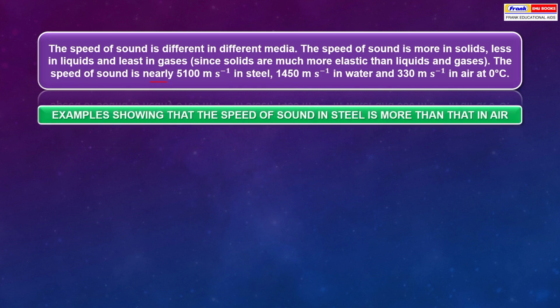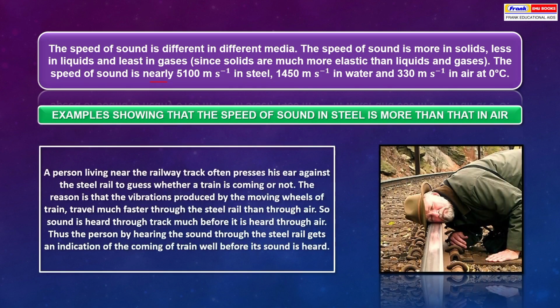Example showing that the speed of sound in steel is more than that in air. A person living near the railway track often presses his ear against the steel rail to guess whether a train is coming or not. The reason is that the vibrations produced by the moving wheels of the train travel much faster through steel rail than through air. So the sound is heard through the track much before it is heard through air. Thus the person, by hearing the sound through the steel rail, gets the indication that a train is coming.